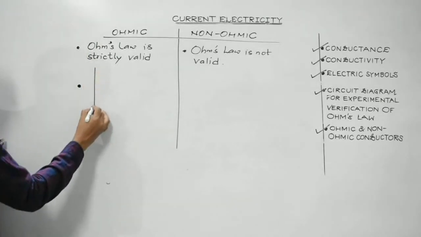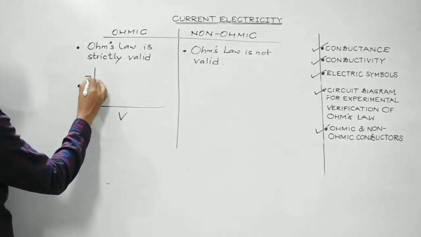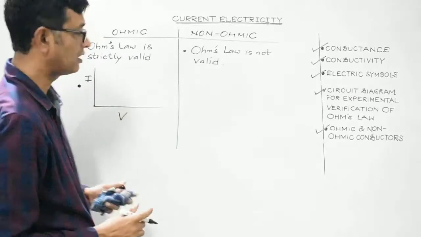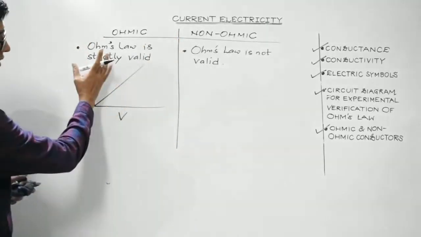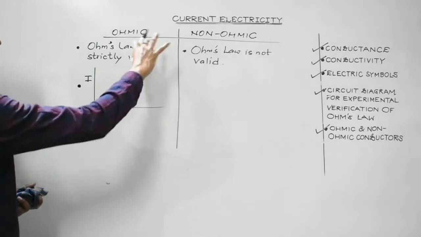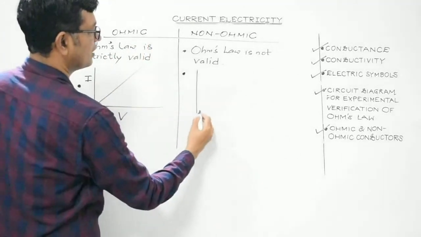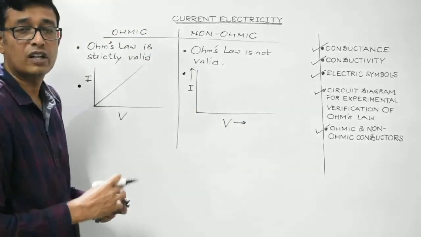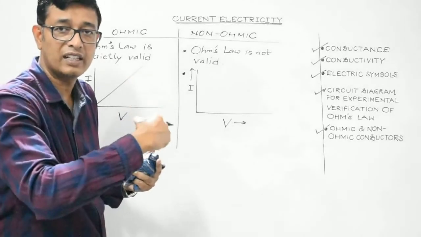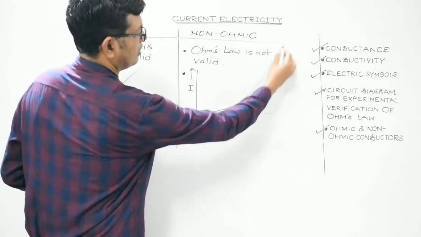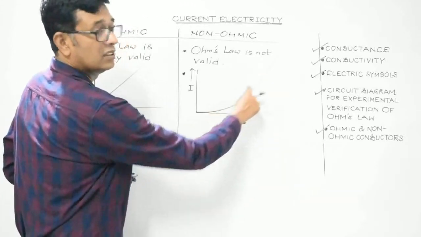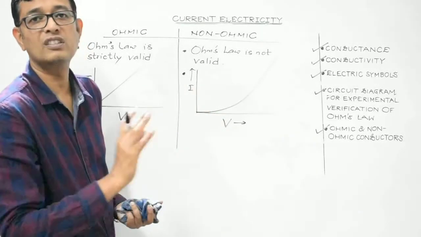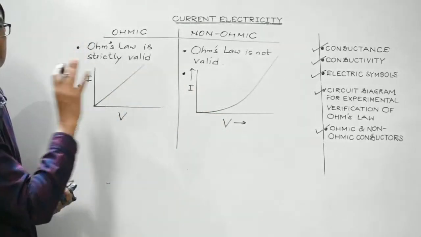Second, if you plot a V-I graph, since current is directly proportional to potential difference, or the ratio is constant, we should get a straight line inclined towards the horizontal axis. While for non-ohmic conductors, if you plot a graph between V and I, it won't be a straight line. It will contain a knee. Knee means the graph will contain a bend. It can be like this, it can be like this. So Ohm's law is not strictly obeyed, and the ratio V by I is not constant. Over here, the ratio V by I is constant.